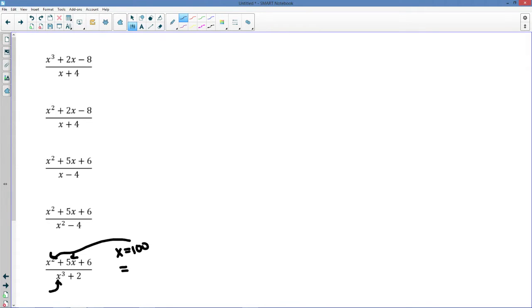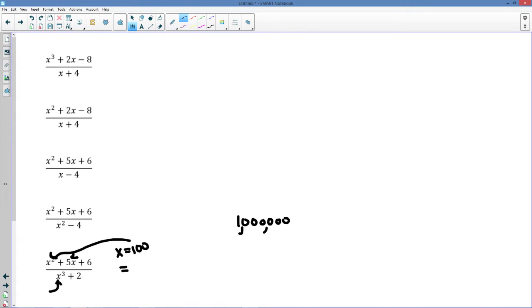And what do I get? Well, I get a pretty big number on the top, but a much bigger number on the bottom, right? So I get 10,000 here, but 100 cubed is a million, right? So this is 10,000 plus, really don't care, 506. That's not very big. And this is a million, right? So that's a very small decimal, right?